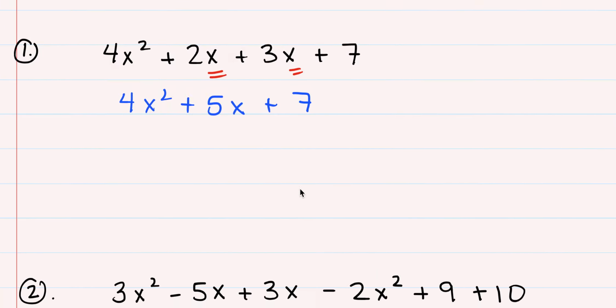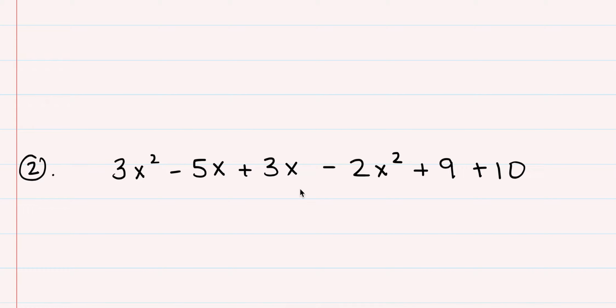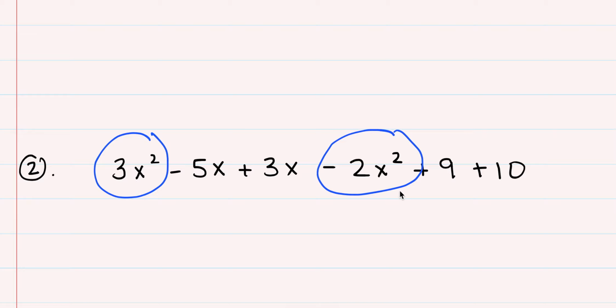Let's try another one. Here I have a lot more going on, but it's the same idea. You can start either with the x squares, the x's, or the numbers. It doesn't matter. But for example, here I have an x squared and here I have an x squared. So I'm going to add the numbers together and leave the x squared alone. So 3 plus a negative 2 is 1, so we have a 1x squared. And then we can cross that out.